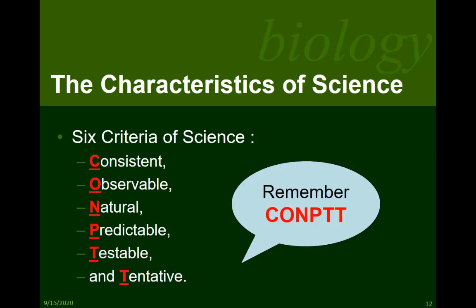And one of the things that I've always struggled with is this big dichotomy that separates science from religion. In many respects, science never claims to explain those things that fall into the realm of religion. Science is something that follows C-O-N-P-T-T: consistent, observable, natural, predictable, testable, and tentative.